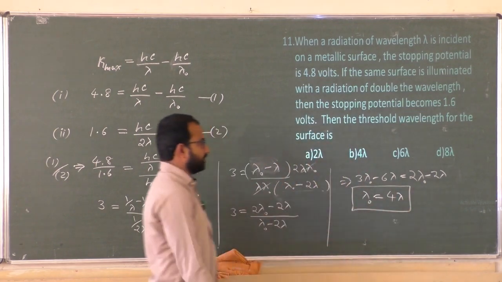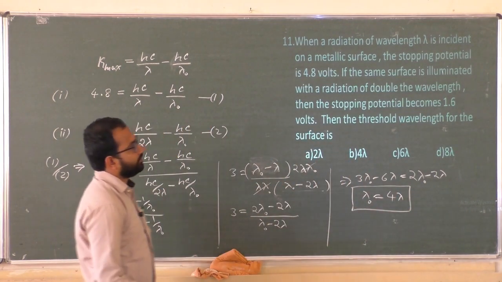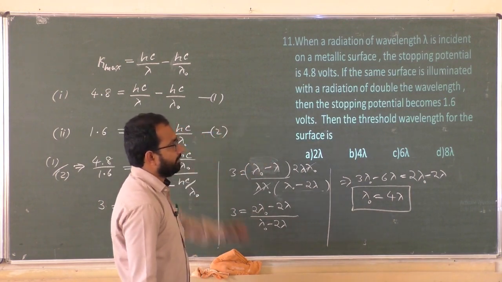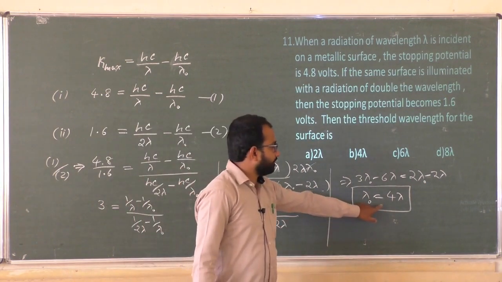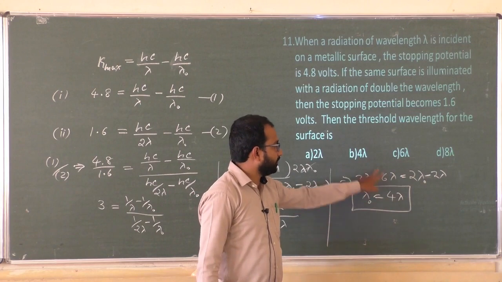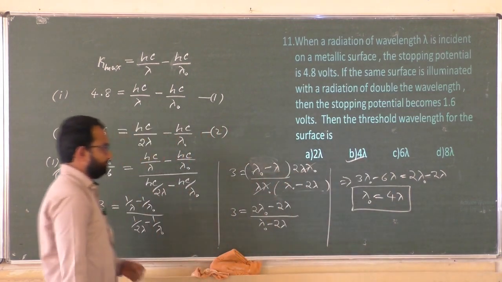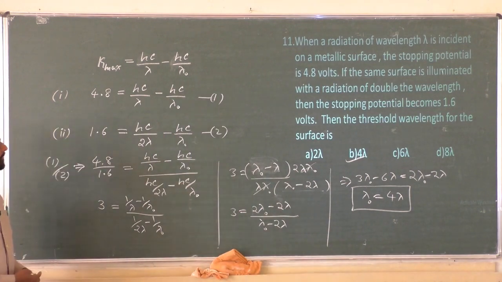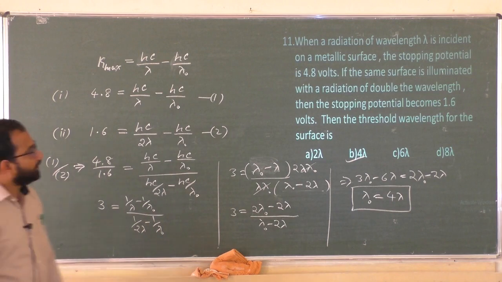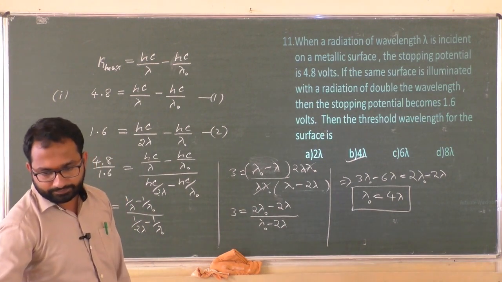So the threshold wavelength in terms of lambda, the initial wavelength is, okay, lambda naught is equal to 4 times lambda. The option is B. Okay, right. We move on to the next question.